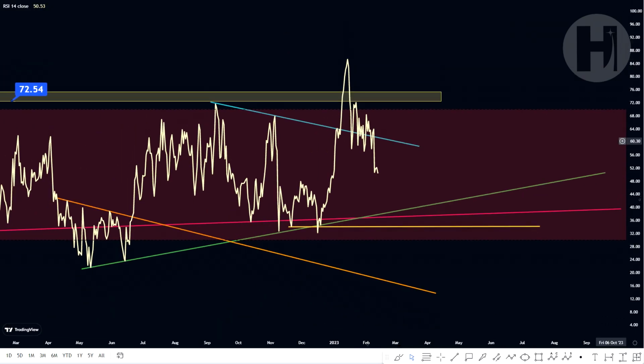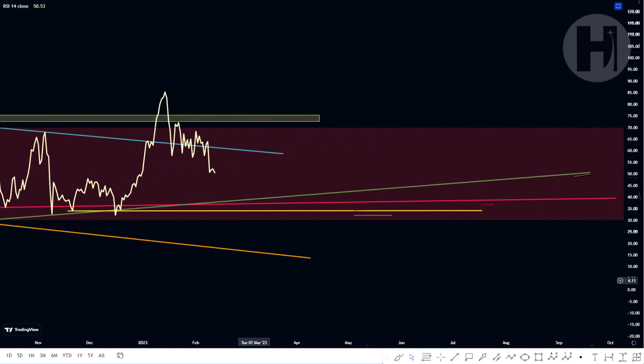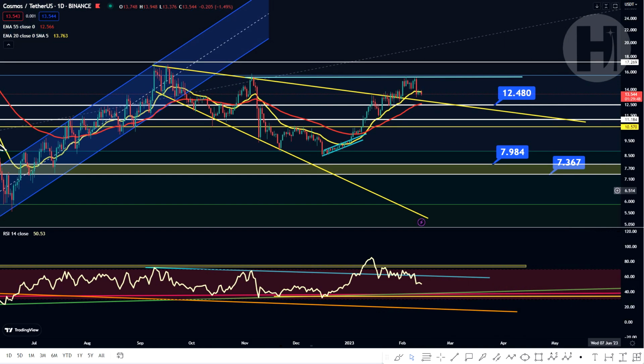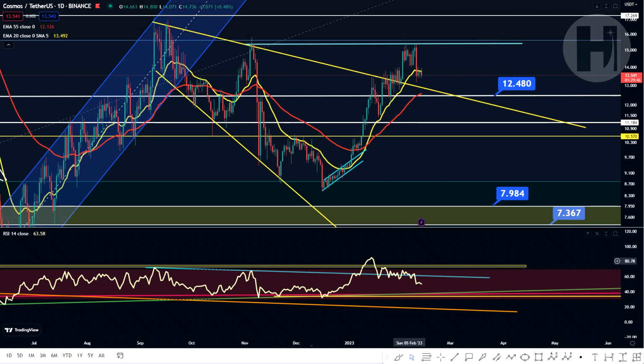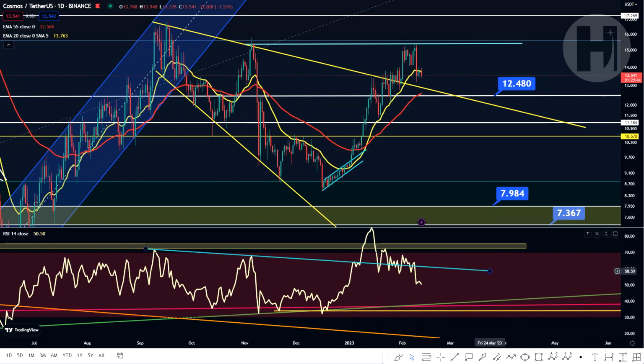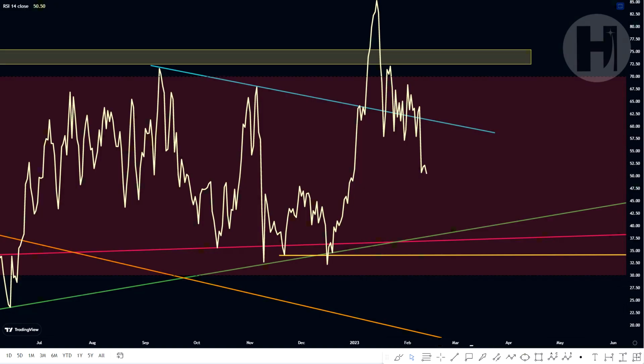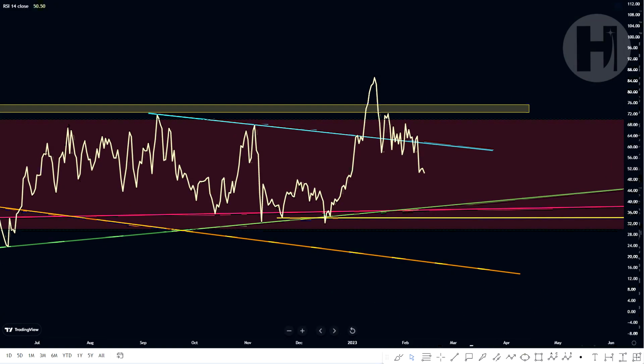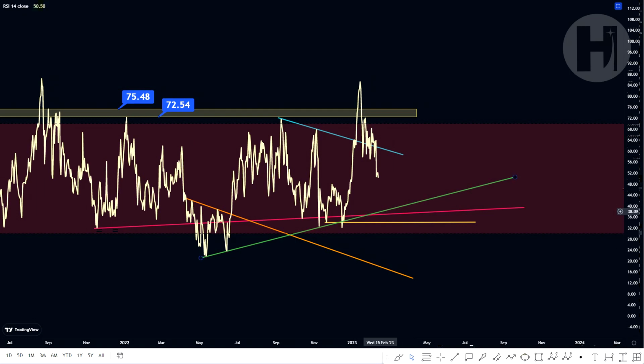Taking a look at the daily RSI, you can see that we had a bit of a bearish divergence as the price action was printing higher highs while the RSI was printing lower highs. That is called a bearish divergence, and typically after that you see a pullback. That's exactly what we're getting here. I would be targeting either one of these three support trend lines.